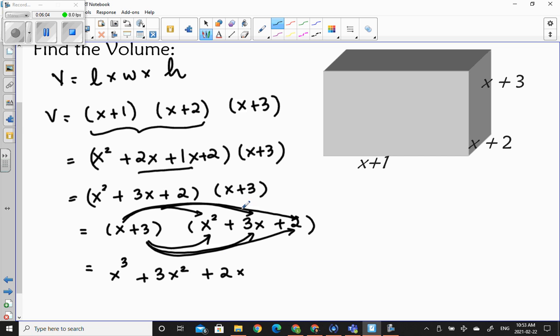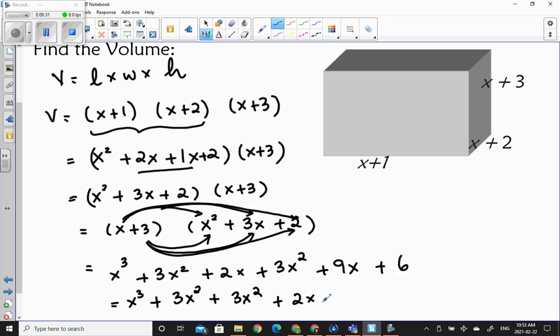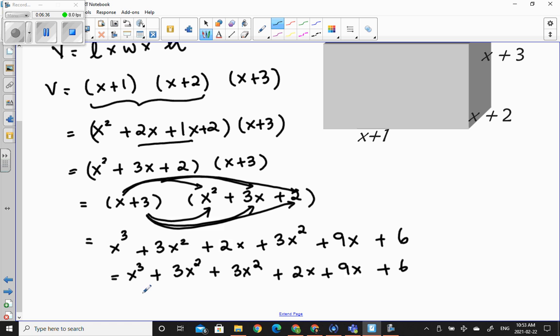Now 3 gets multiplied with all these three terms, so plus and plus, so plus 3x squared, 3 times 3 plus 9x, 3 times 2 plus 6. So you want to write down all the terms that are alike together. So there's no other term in x cubed but just that one. There's two terms with x squared. That's this 3x squared and this 3x squared. And there's two terms with x, which are the 2x and the 9x. And there's only one term, constant term 6.